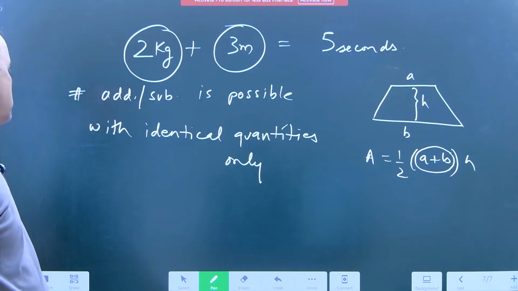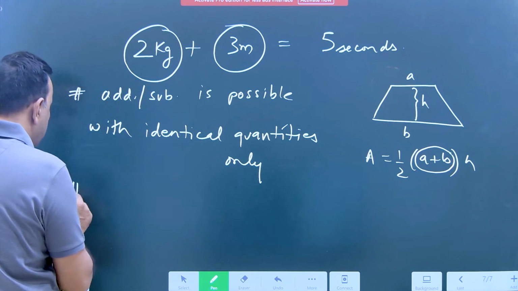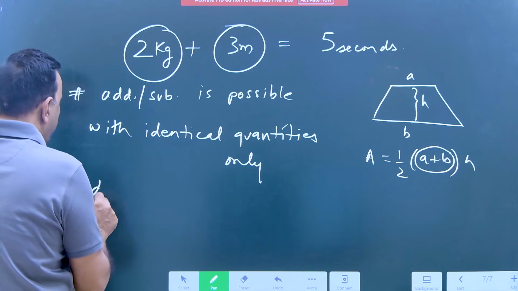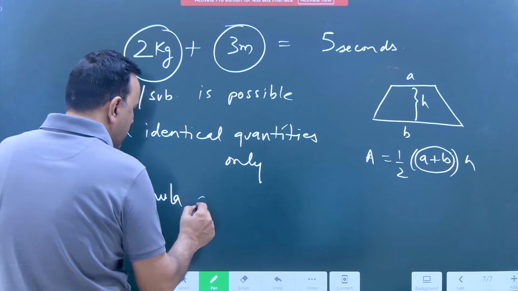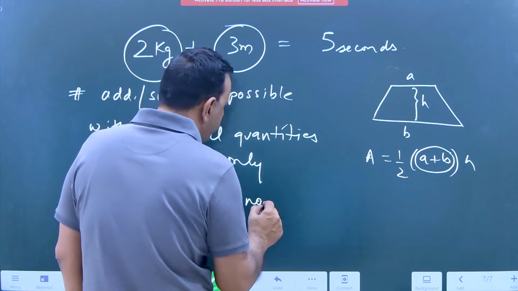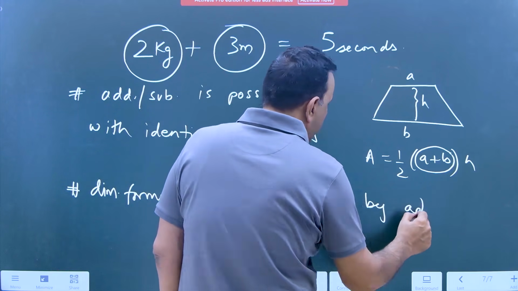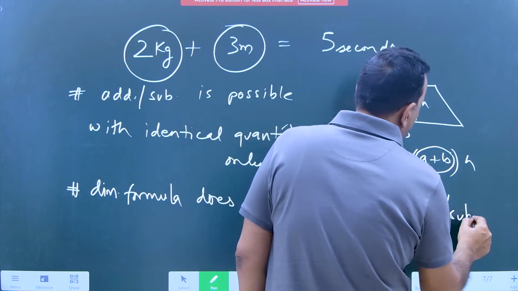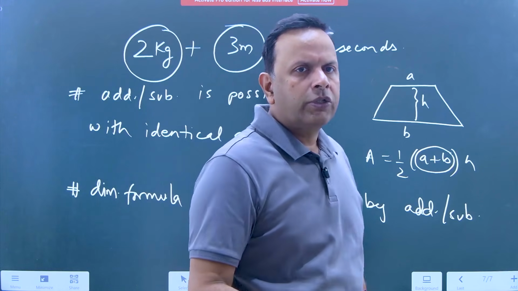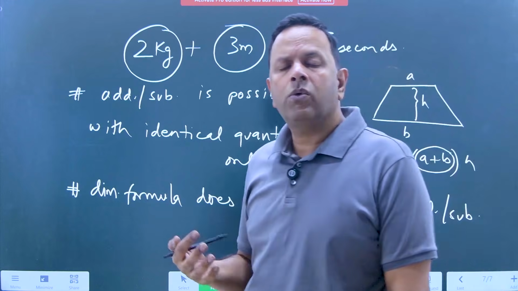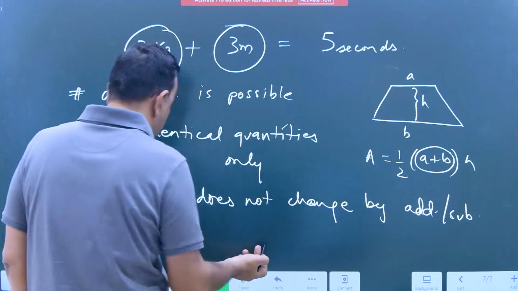Addition and subtraction are possible with identical quantities only. And let me add one more statement: the dimension or dimensional formula does not change by addition or subtraction. That means whatever you get after addition or subtraction, the physical quantity should still have the same dimensional formula. Let's give an example.